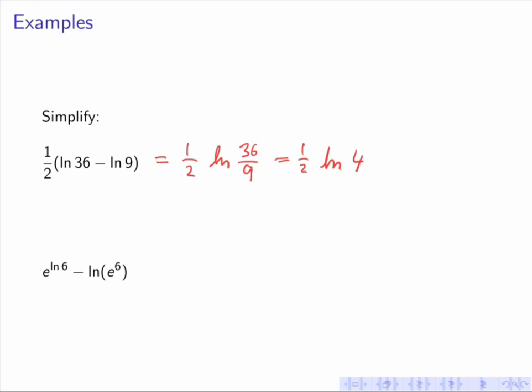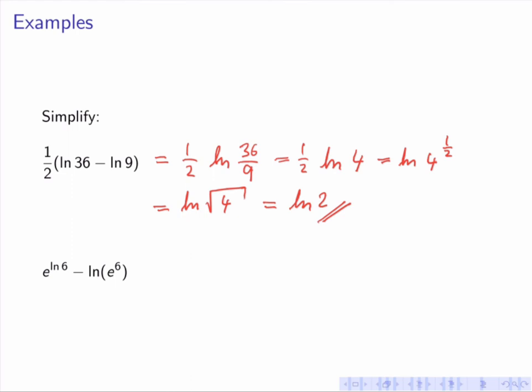Now a product in front of the log is a log of the exponentiation inside, right? So this is log of 4 to the 1/2. But to the 1/2 is a square root, so maybe I just write this down here, square root 4, and square root of 4 is equal to 2. So then this is log 2. So what I simplified turned out to be logarithm of 2.